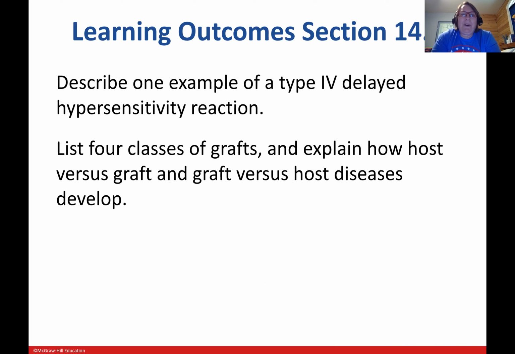Section 14.5. Describe one example of a type 4 delayed hypersensitivity reaction and list 4 classes of grafts and how various grafts can cause either host versus graft or graft versus host disease to occur based on the immune reaction.